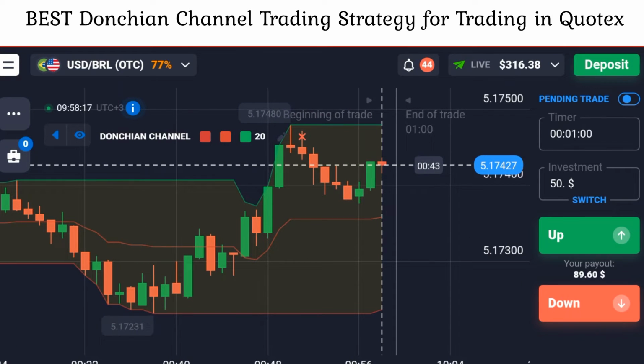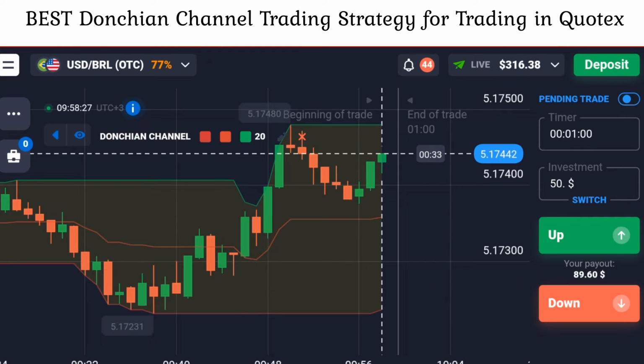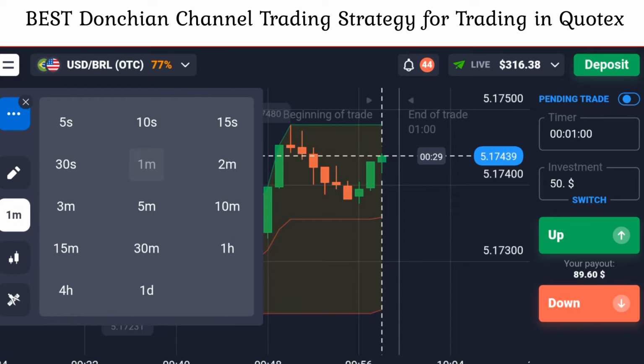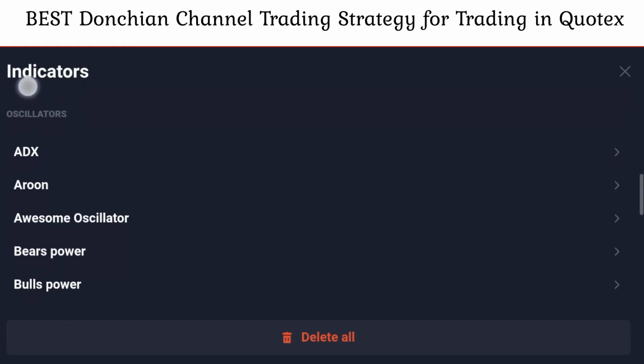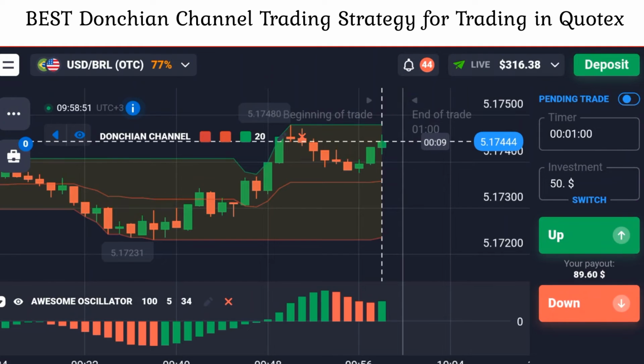This is the upper band, this is the middle band, and this is the lower band. The next thing that you need to do is to add the awesome oscillator. Click on those three lines again, choose the indicators tab and scroll to oscillators. Choose awesome oscillator. Do not change anything. Leave the short period at 5 and the long period at 34 as per our earlier explanation. Click OK and the awesome oscillator will be added to your chart.